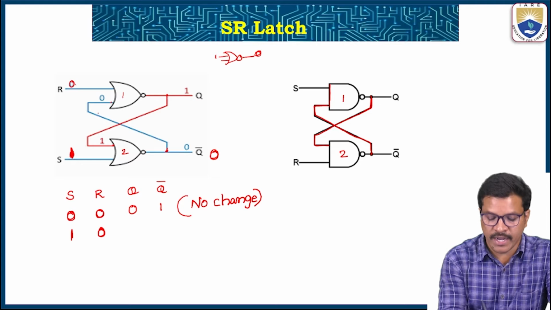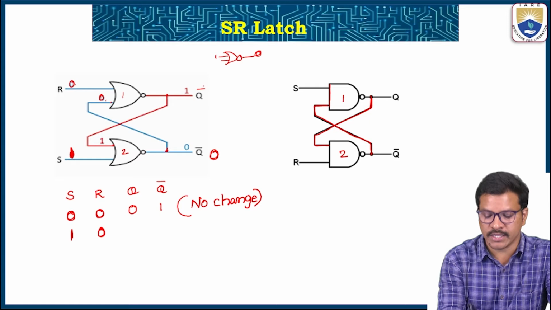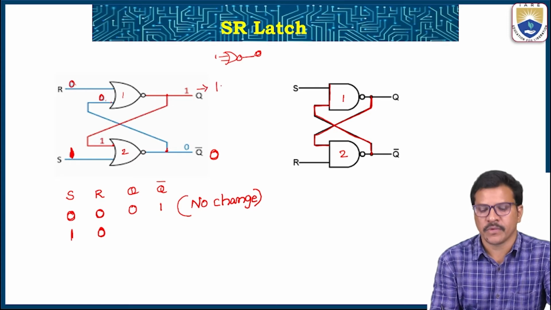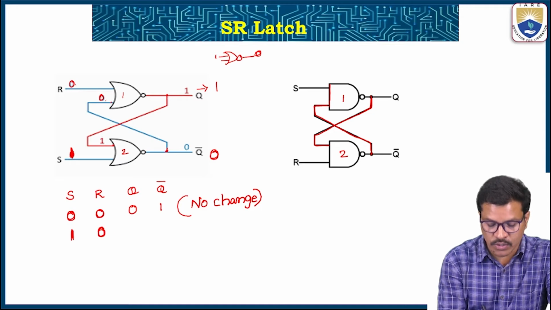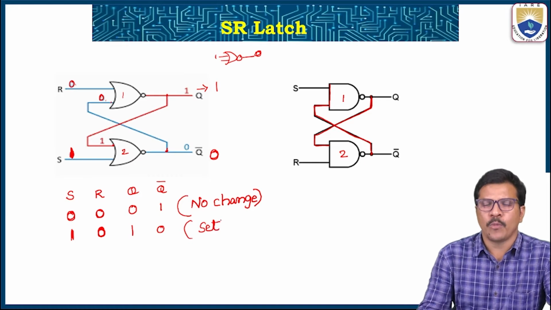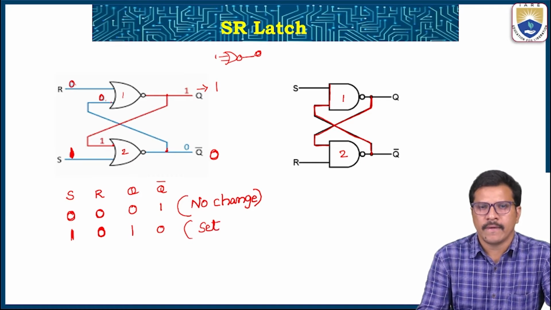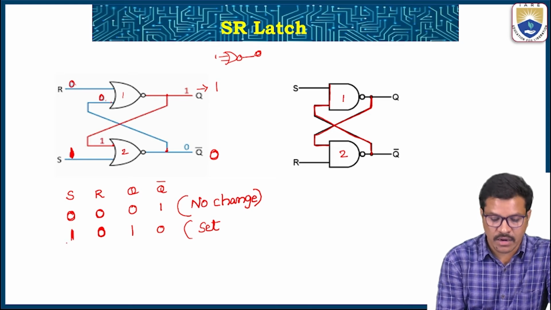This 0 immediately appears across the other NOR gate, with inputs 0 and 0, and you get logic 1. So when S is equal to 1 and R is equal to 0, the Q value is 1 and Q bar is automatically 0. This state is called the set state. The output Q goes into the set state when S is equal to 1 and R is equal to 0 in the NOR latch. Next is S equal to 0, R equal to 1.